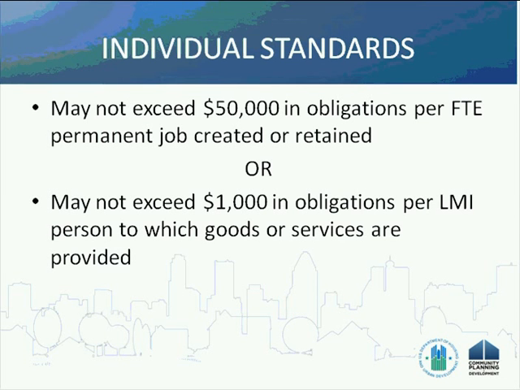As mentioned, the individual standards are applied to every project where the public benefit standards have been triggered. The state is permitted to determine whether the project meets the goods and services test or the jobs test. The jobs public benefit cap indicates that a state may not obligate, and notice the word obligate, more than $50,000 of CDBG assistance per full-time equivalent that is created or retained.